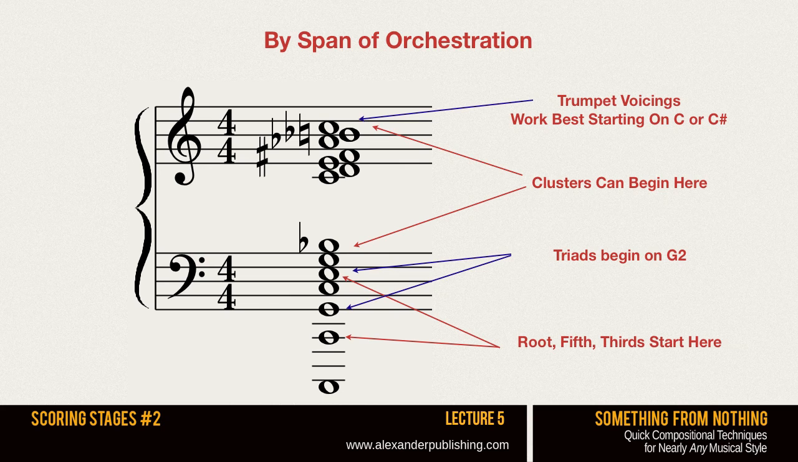In the strings, I'm thinking about the clusters used in Close Encounters of the Third Kind. In short, by following the overtone series, you place clusters where they speak the most clearly. In the strings, with the violas and cellos, I marked where triads can begin following the overtone series. You can also see where the root fifth third voicing can begin.